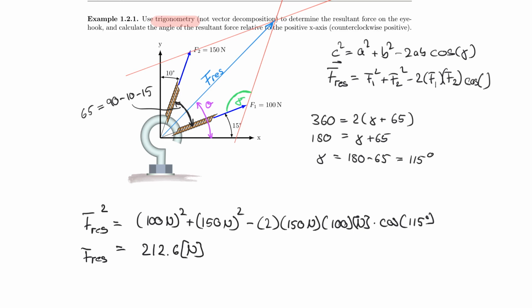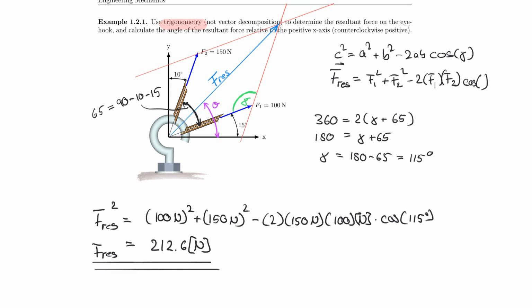And so this is a result, and that result I need to double underline as always, because that is specifically what was asked of me in the problem statement. And this 212.6 Newton is effectively the length of this arrow. And so we completed the first part, which is the resultant force, but now we need to find the angle of that resultant force. So how do we do that?